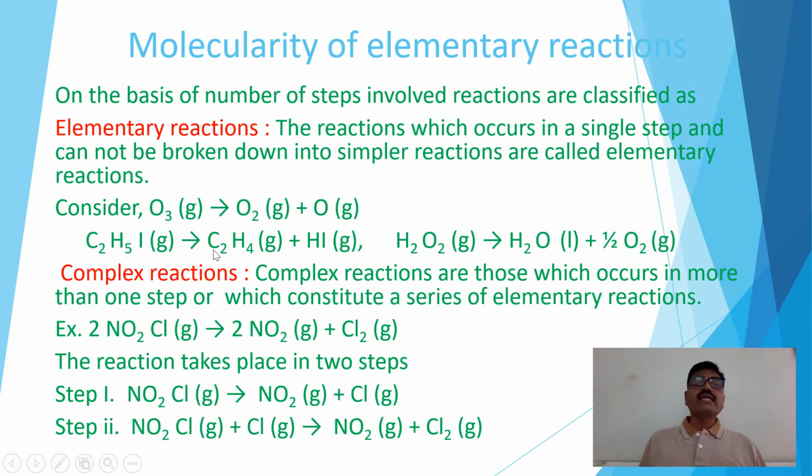And what are the complex reactions? Complex reactions are those which occur in more than one step or which constitute a series of elementary reactions. Try to understand what the complex reactions are. The reactions which occur in more than one step or which constitute a series or number of elementary reactions in it. So such reactions are called complex reactions. Let us see an example of a complex reaction.